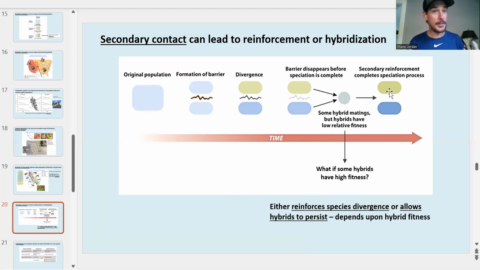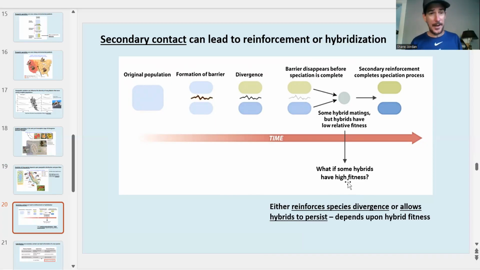Again, we could apply something like the biological species concept and say, via secondary contact, we know that these things really are sort of like 2 different species. In contrast, what if these hybrids, or some of them anyway, tend to have really high fitness? Well, this would sort of go against this idea of reinforcement.